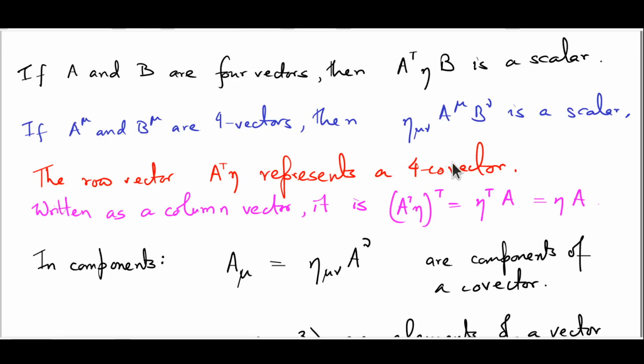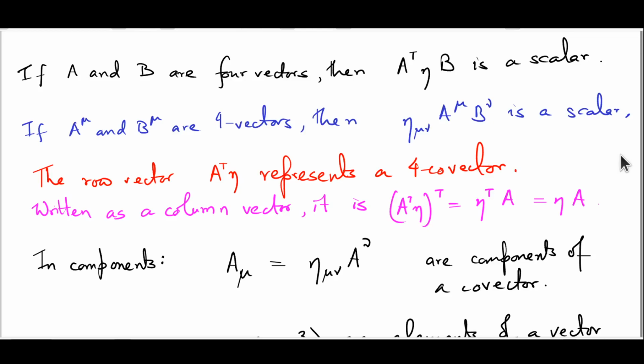And if we were to write this in terms of a column vector, the transpose of A transpose eta, which is a column vector, is simply eta transpose acting on A, and since eta is a diagonal and hence symmetric matrix, this is the same as eta acting on A. So if you take a 4 vector A and act upon it by the matrix eta, what you end up with are components of a 4 covector.